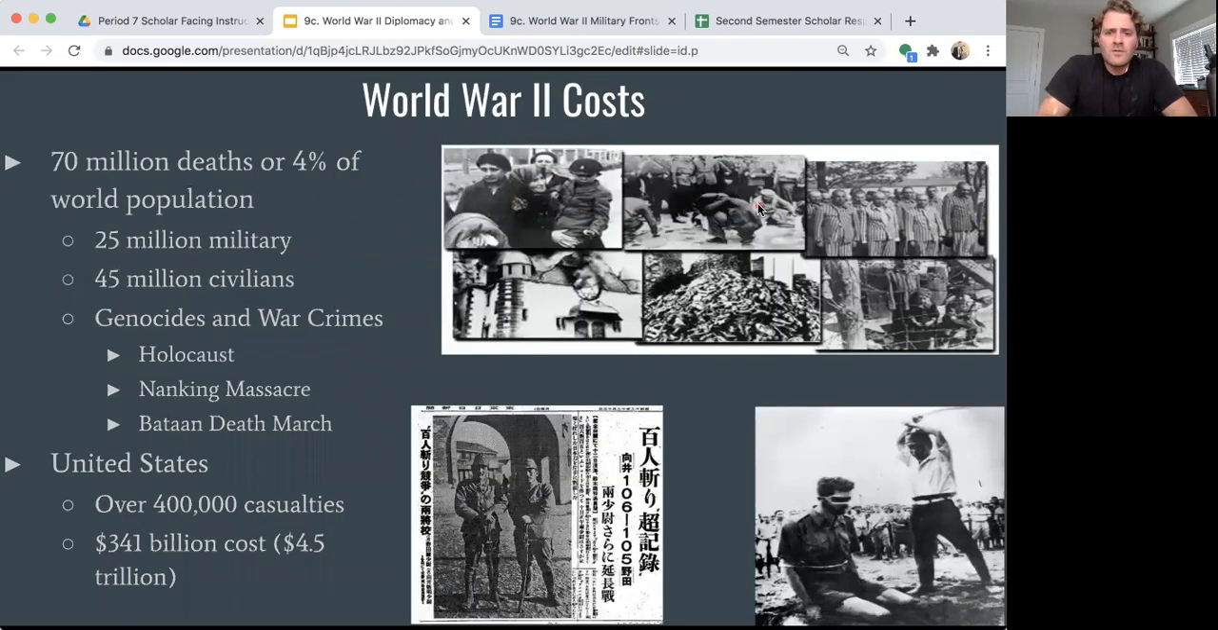Now, it's a drastic impact on the world as a whole. 70 million people died during World War II, approximately 4% of the world's population, which is just an alarmingly high number. 25 million military casualties, 45 million civilian casualties. Right? It's the first time we see a war in which there's more civilian casualties than military casualties.